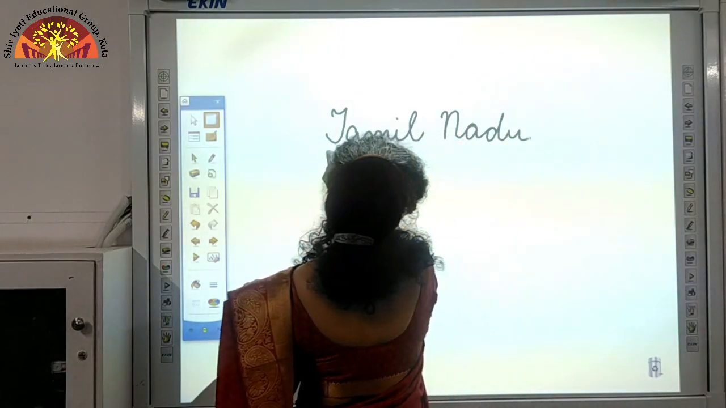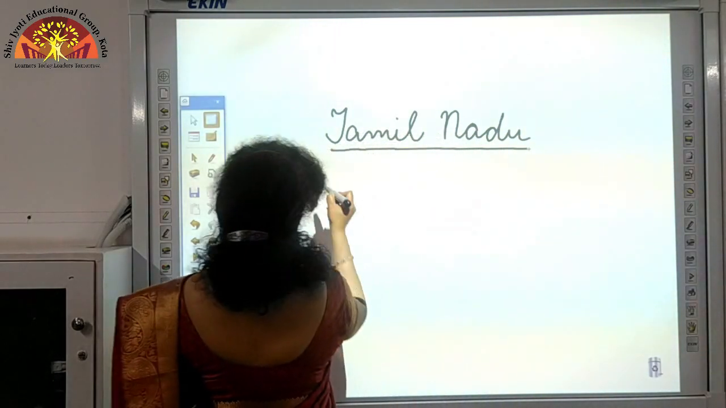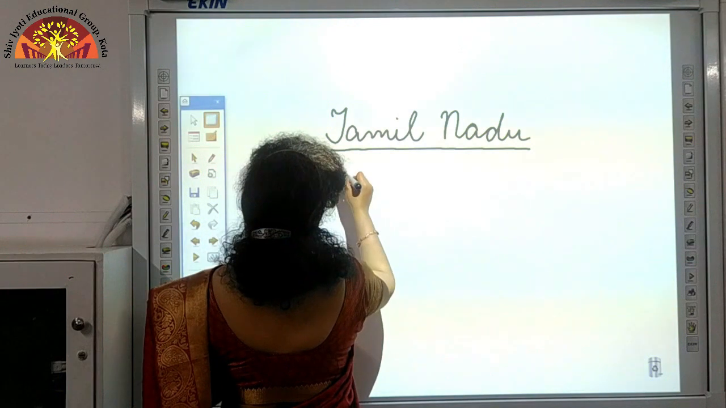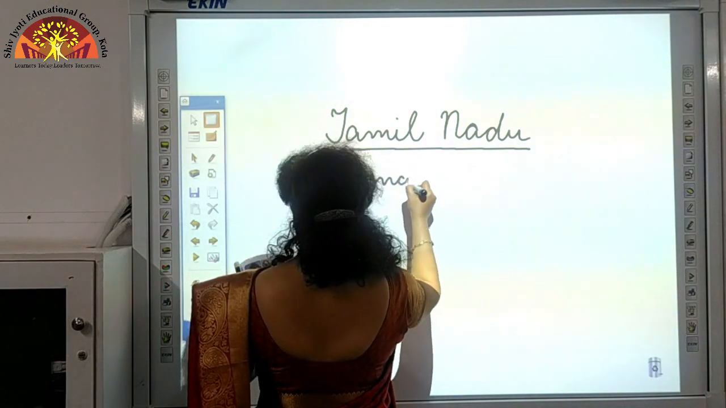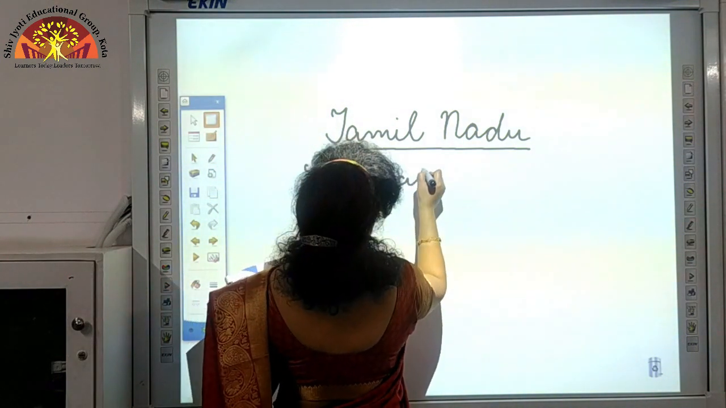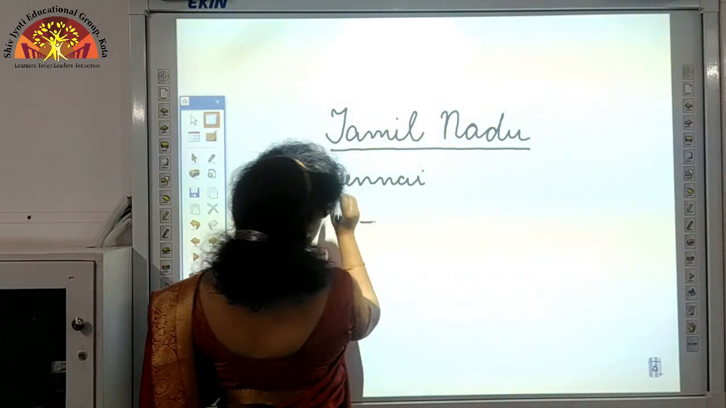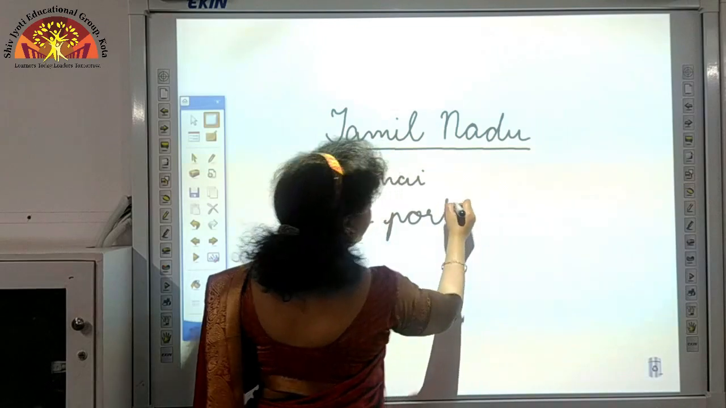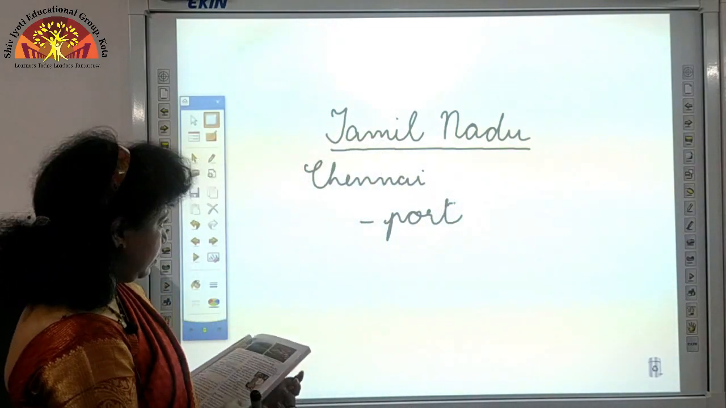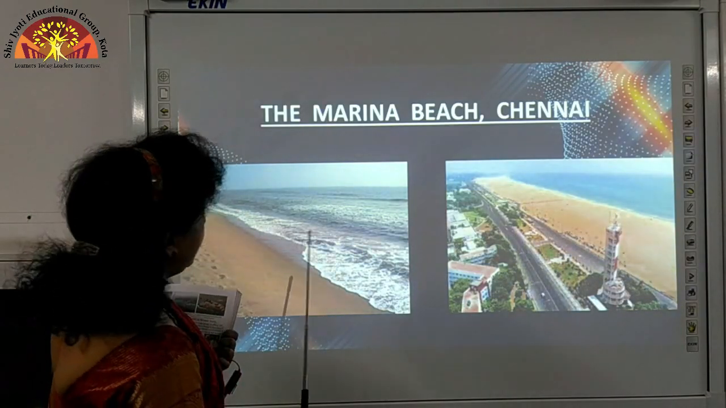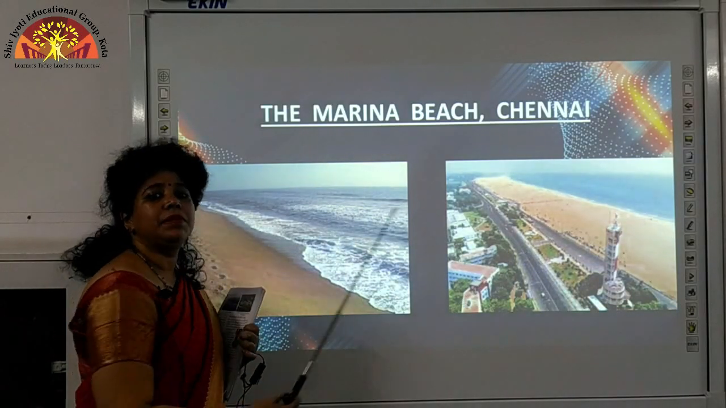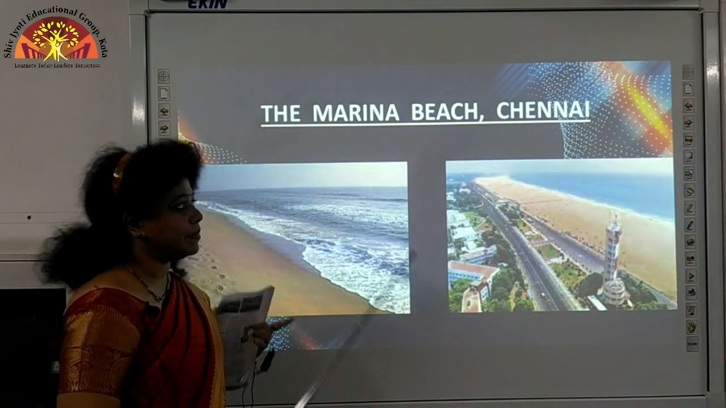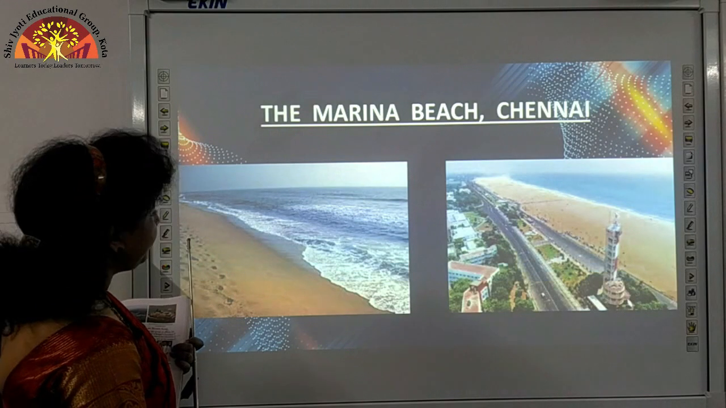Which is the capital of Tamil Nadu? Chennai is the capital of Tamil Nadu. Chennai is an important port of Tamil Nadu, and it is located on the Coromandel coast. So, this is your Marina Beach here, and this Marina Beach is the longest beach in our country.